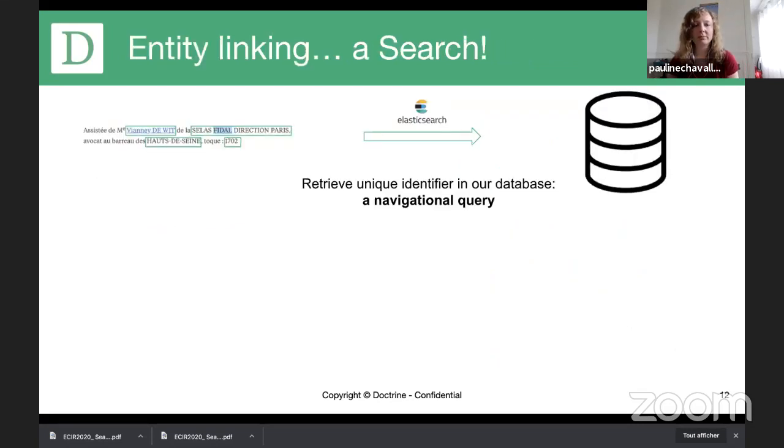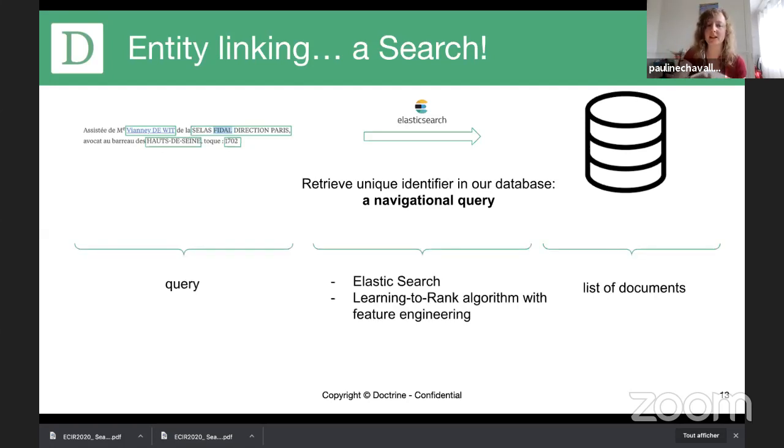Okay, so now that we have detected entities and information related to this entity, we want to retrieve the unique identifier in our database. So this is actually exactly a search. We have a query on the left with the entities and other information. We have a list of documents on the right. So this is exactly a search problem. For this one, we also use Elasticsearch and a learning to rank algorithm with some feature engineering on top of that. This is actually exactly like improving the search of a navigational query.